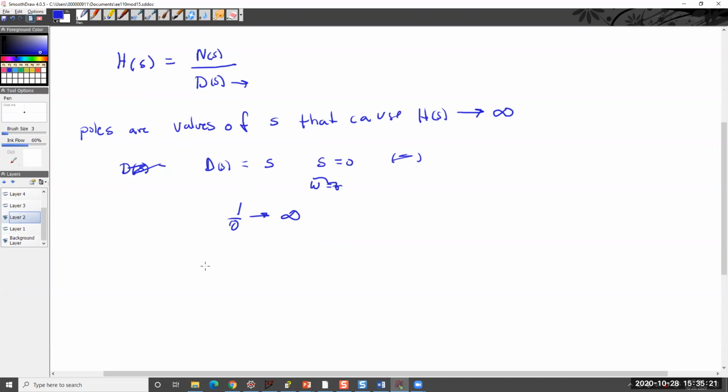Now, something that I just want to mention. If this is my denominator, and the damping factor is greater than 0, omega naught is greater than 0, then still I can have real poles, two real poles, okay? I'm just going to move some things out of the way so that I can see it.